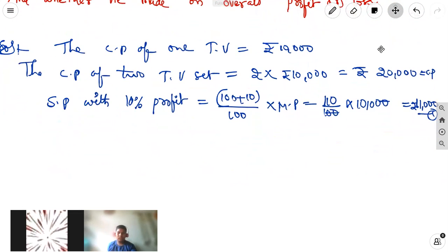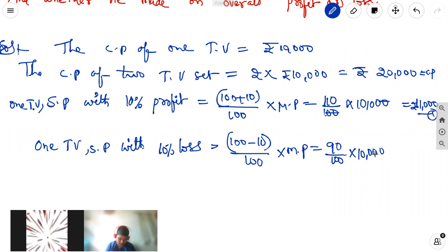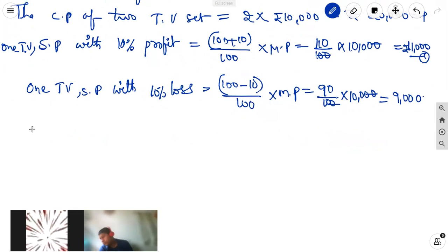Next, 10% of loss. One TV, selling price with 10% of loss. Profit means add, loss means 100 minus 10 by 100 into market price. That is equal to 90 by 100 into 10,000 rupees. Two zeros cancel. 9 times 1 is 9,000 rupees. Okay. The selling price of 2 TVs.